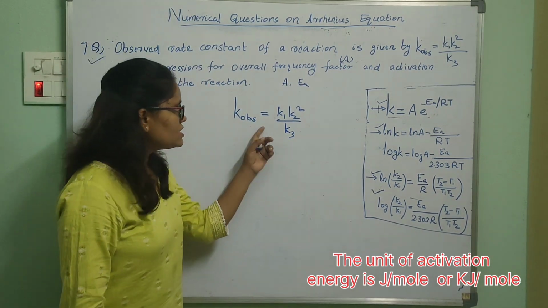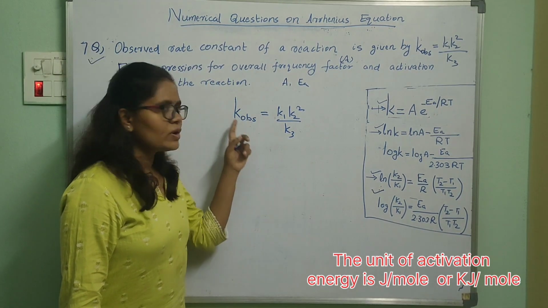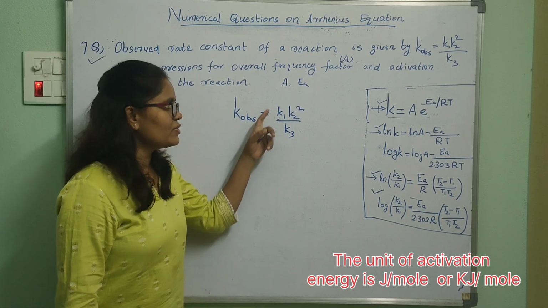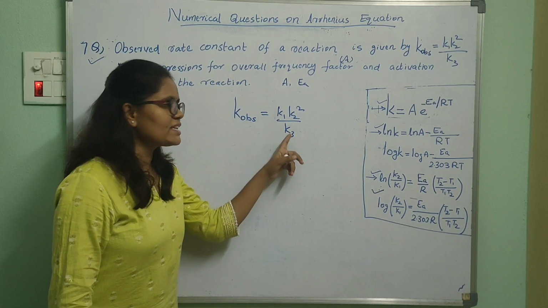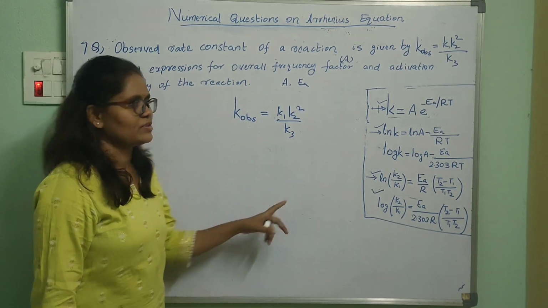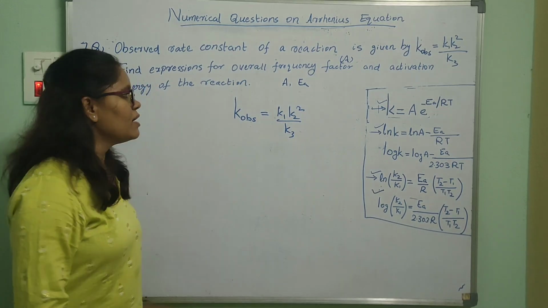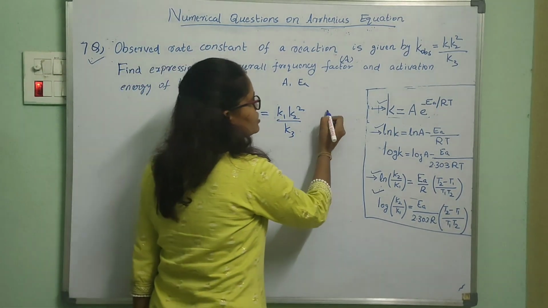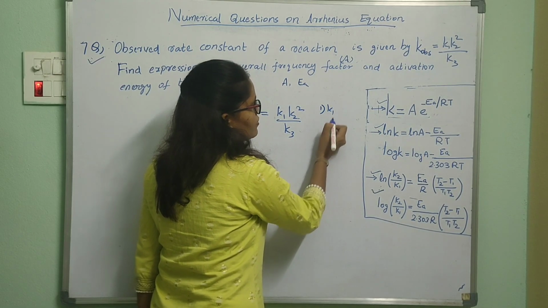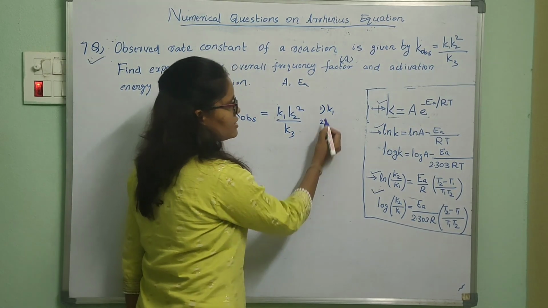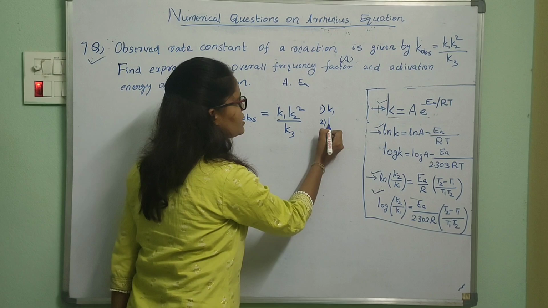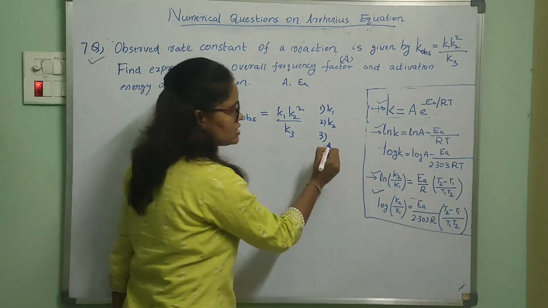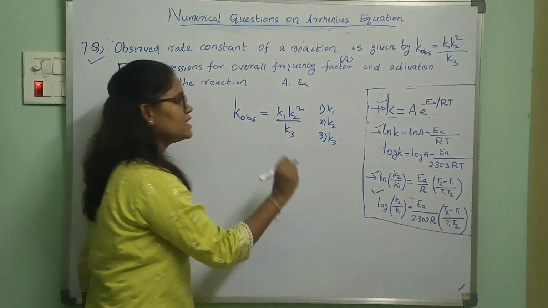So by looking at this expression for overall rate constant, what can you say? You can say that this reaction must be a multi-step reaction, a 3-step reaction, because it involves 3 rate constants. So there are 3 steps: 1, 2, 3. In the first step the rate constant is K1, in the second step it is K2, and in the third step it is K3.